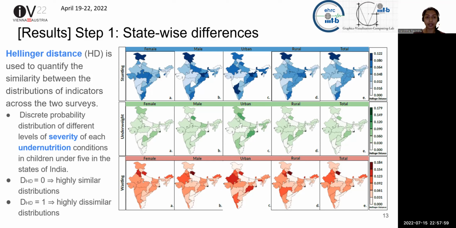As the Hellinger distances are lower than 0.184 overall, much lower than the upper bound 1.0. Overall, we conclude that the two surveys can be integrated given the closeness in the time period of surveys and distribution for stunting, underweight, and wasting.